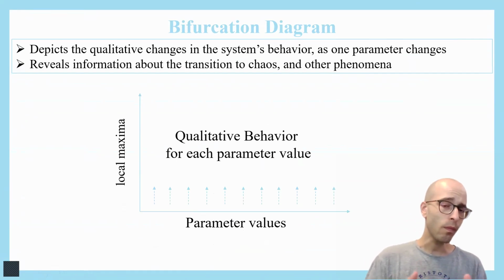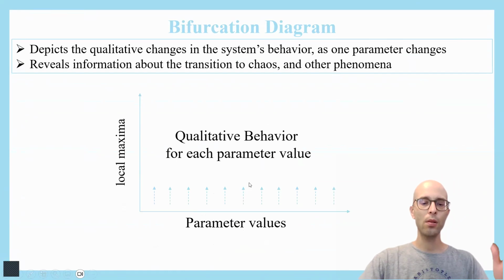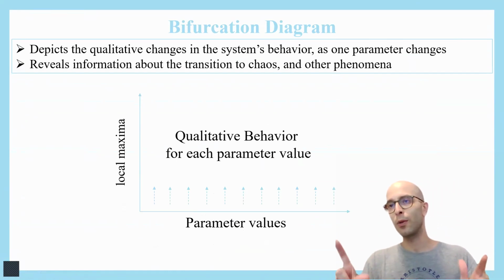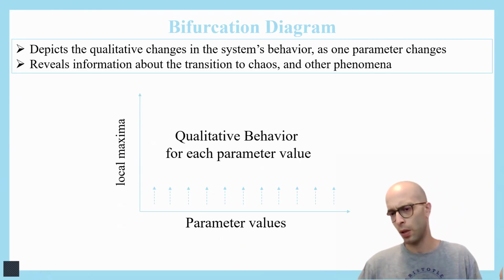Okay. So how do we do that? Basically, on the x-axis, we put the different parameter values that are of interest to us in a specific range, let's say from 1 to 10 or from 1 to 100, doesn't matter.